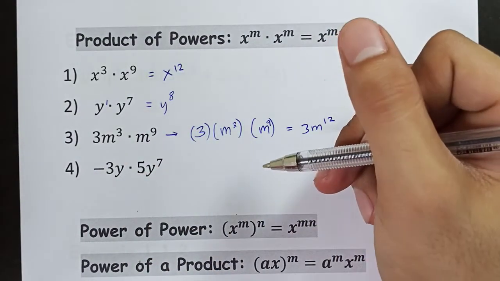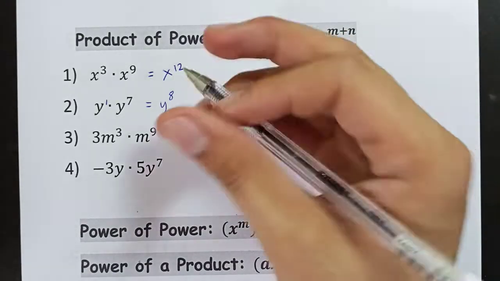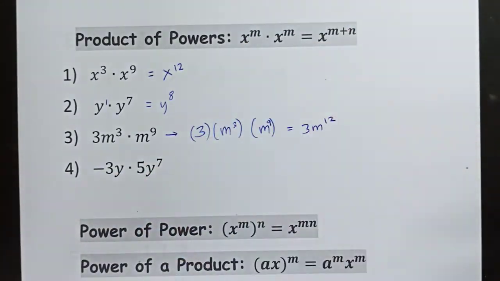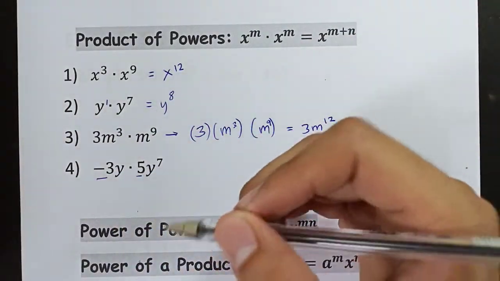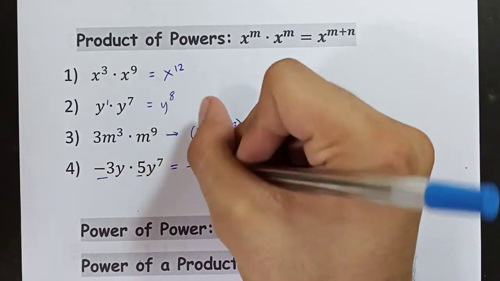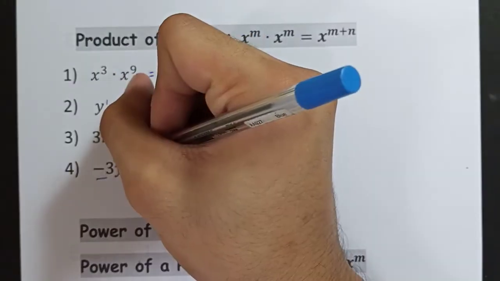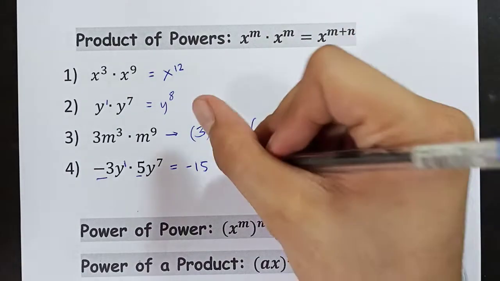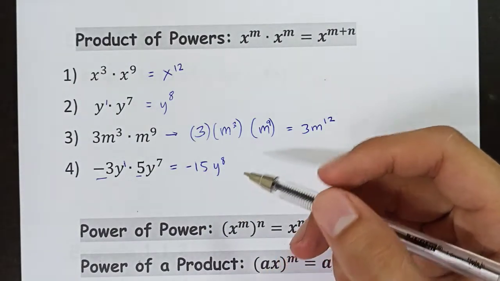Next, we have negative 3y times 5y raised to 7. First natin gagawin is yung numerical coefficient, which is negative 3 and 5. Multiply natin, negative 3 times 5, that would be negative 15. Then y times y raised to 7. Meron tong variable na 1, hindi lang nilalagay. Y raised to 1 times y raised to 7 is y raised to 8. So that's the answer: negative 15y raised to 8.